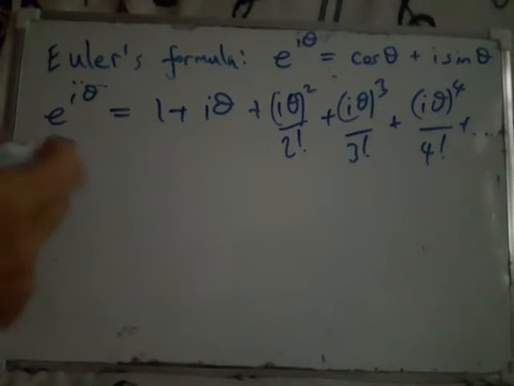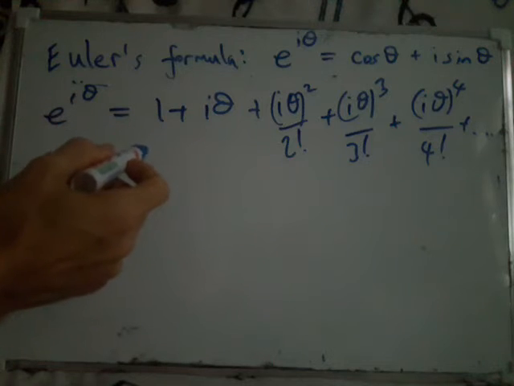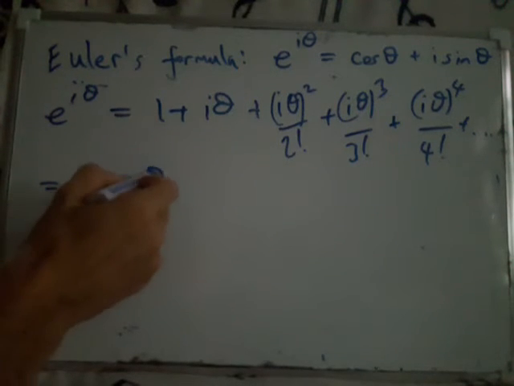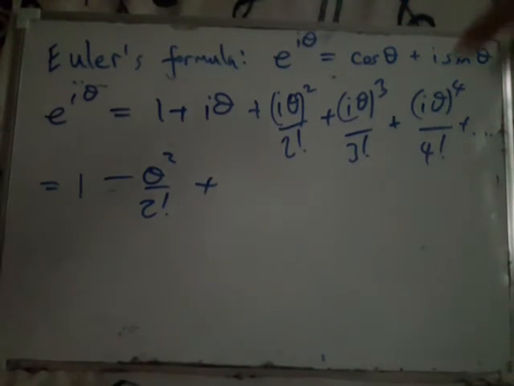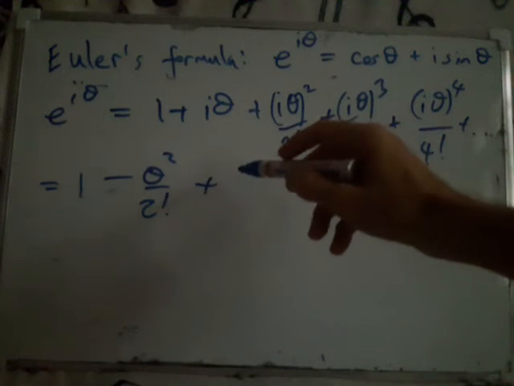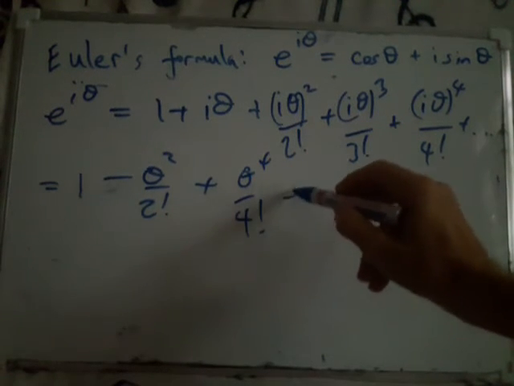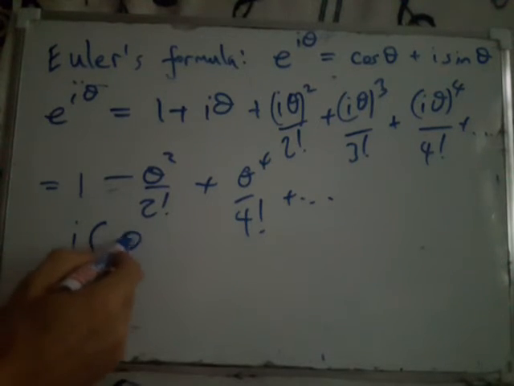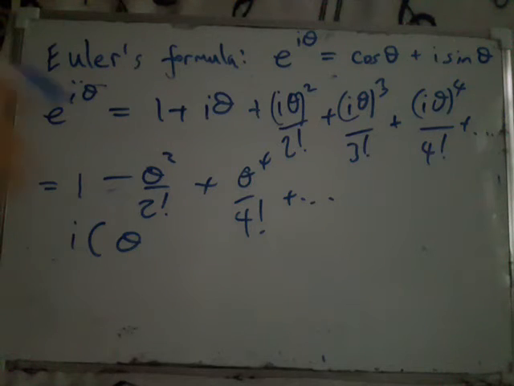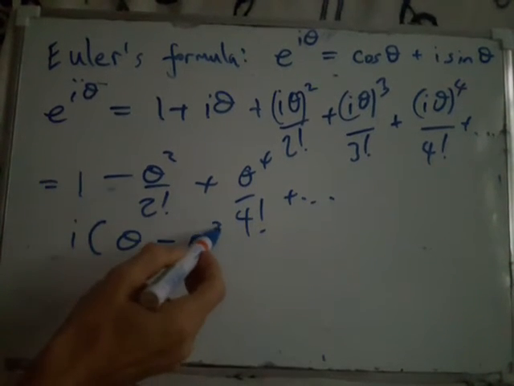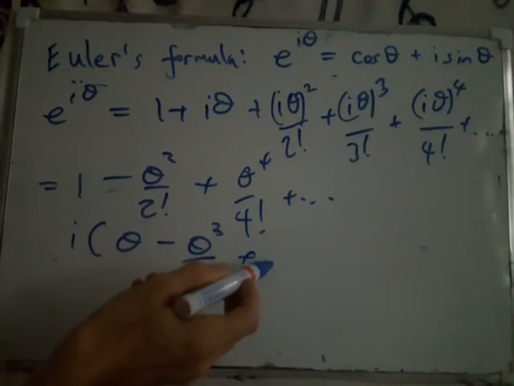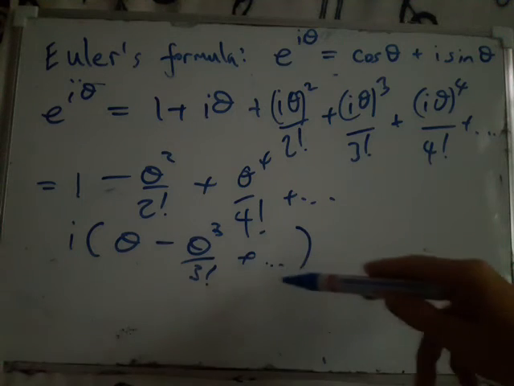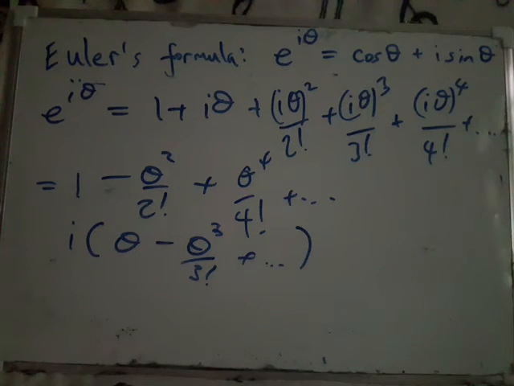Then if we separate the real and imaginary parts, for the real part we'll get 1 plus, and then i squared is minus 1, so we get a minus theta squared over 2 factorial plus, we'll get a real part from this, i to the 4 is plus 1, plus etc. And then the imaginary part is going to be i times theta. i cubed is minus i, so just minus theta cubed over 3 factorial plus etc. And then hopefully you recognize this thing here is cos theta, and this thing in here is the Taylor expansion of sine theta.